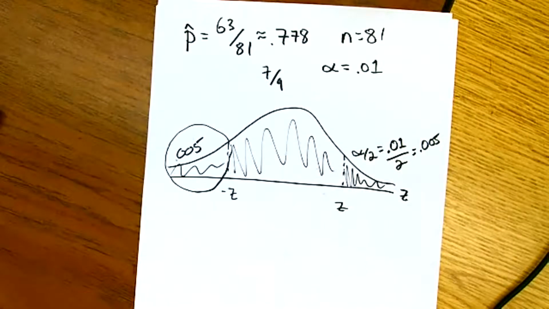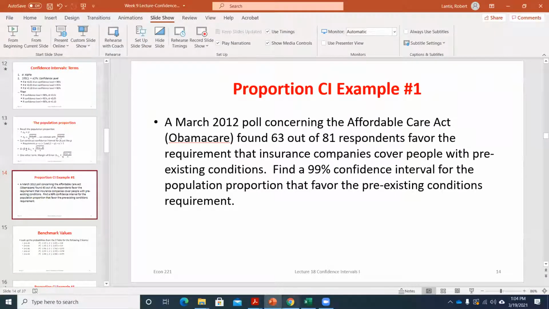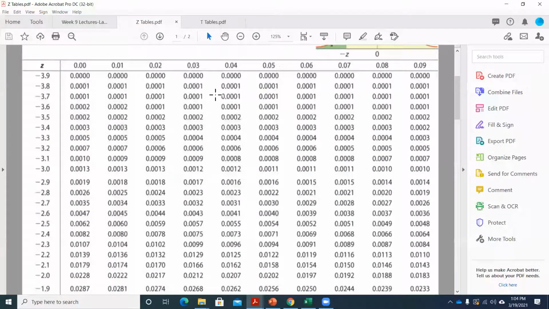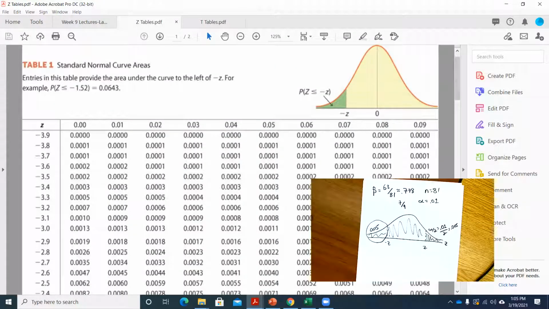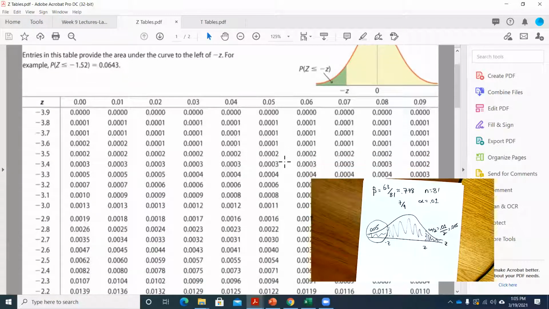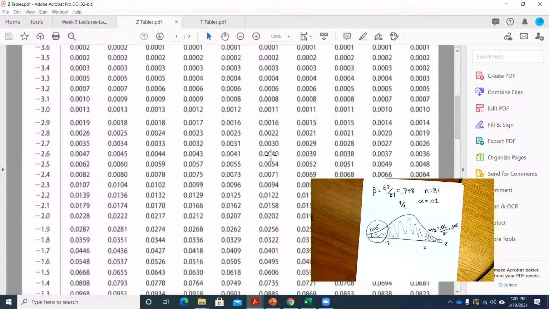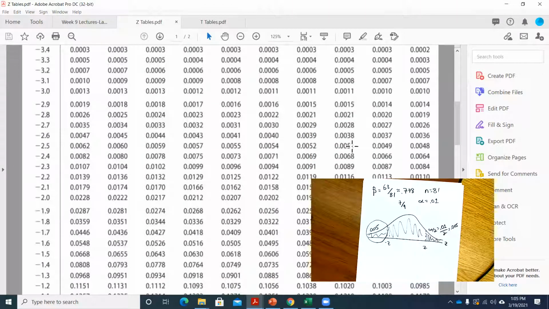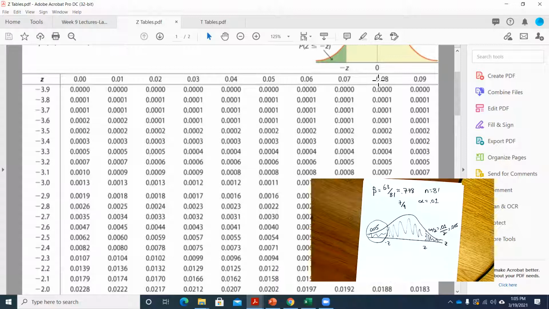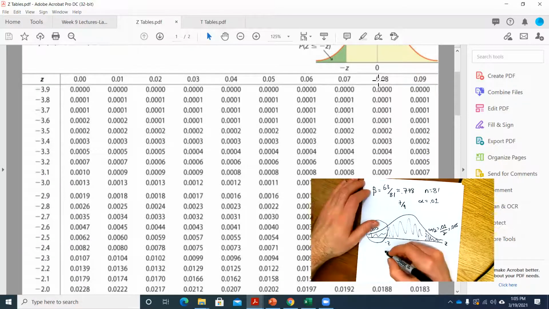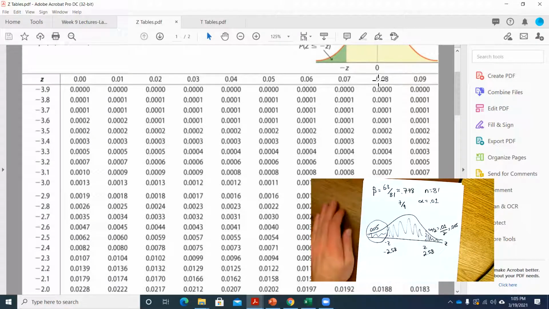So I go to my z-tables, the standard normal distribution tables. I know the area in the tail that I want is 0.005. So I start looking: 0.003, 0.004. It looks like I'm in between these two values, negative 2.57 and negative 2.58. I always use the higher absolute value of the two, so negative 2.58. And I can think about positive 2.58 over here on the right-hand side.